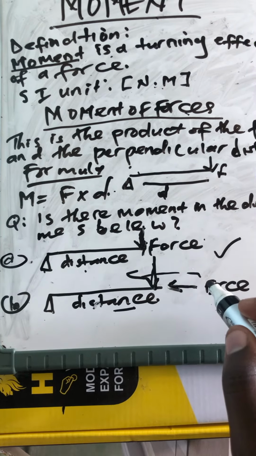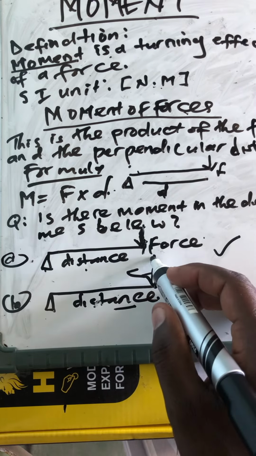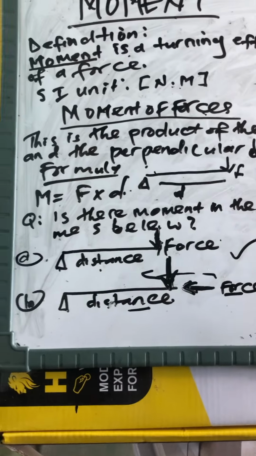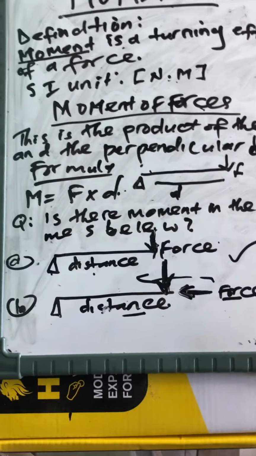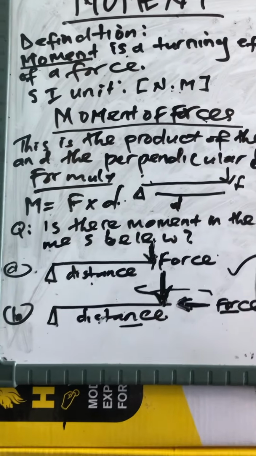Why? Because the force is going in this direction and not at 90 degrees. So there is no moment in the second diagram. Let's move to the next thing on the calculation of moment.